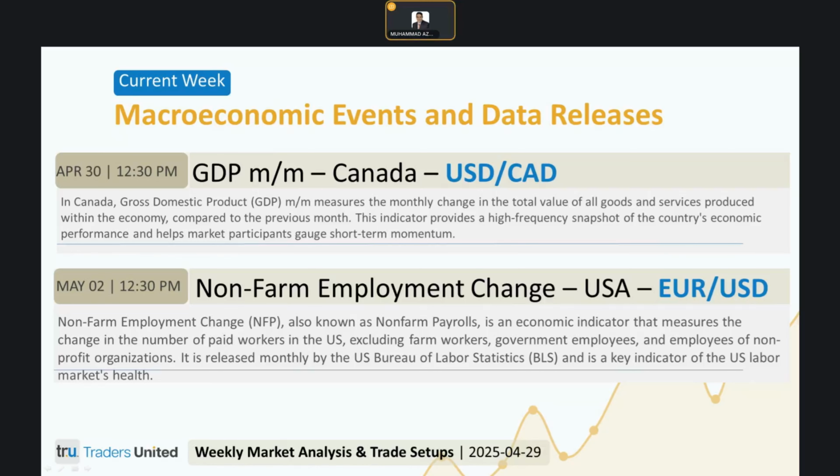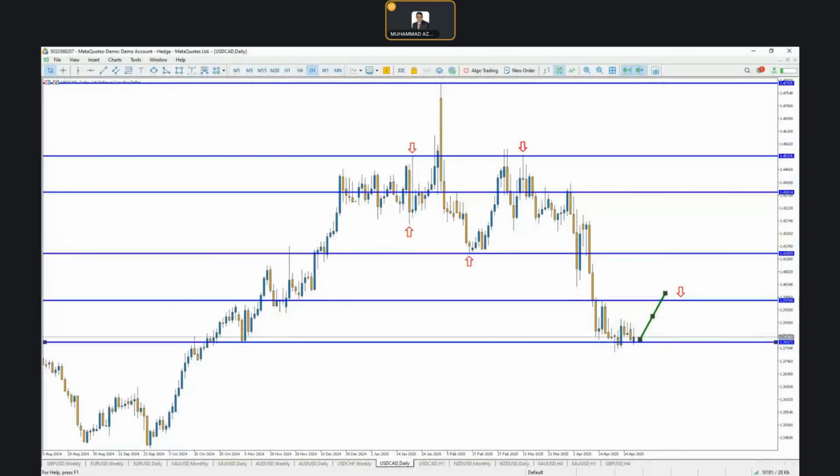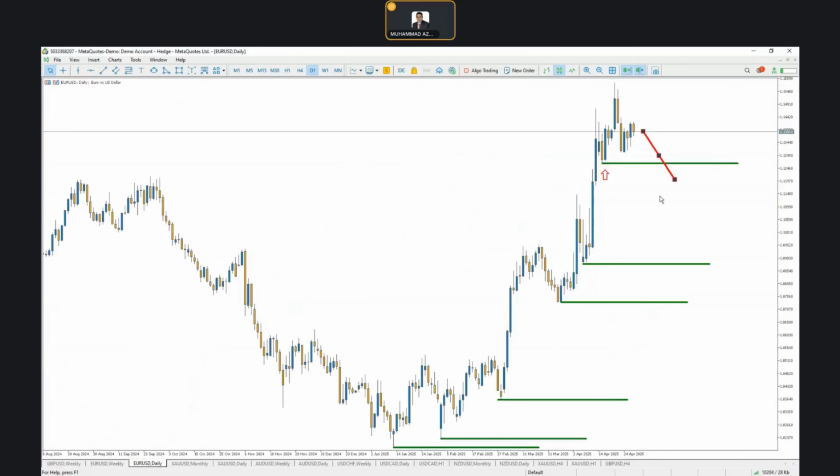So the overall analysis is, as the Fed remains data dependent in its monetary policy path, the May NFP release will be critical in shaping expectations. Any surprise in job numbers could fuel volatility in Euro USD, particularly if it shifts sentiment on upcoming interest rate decisions.